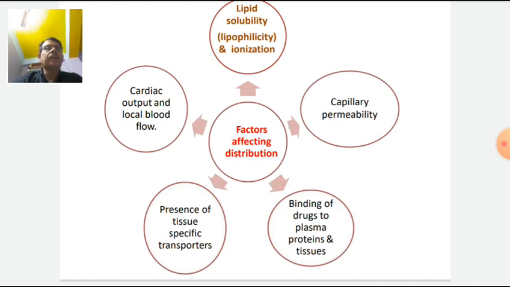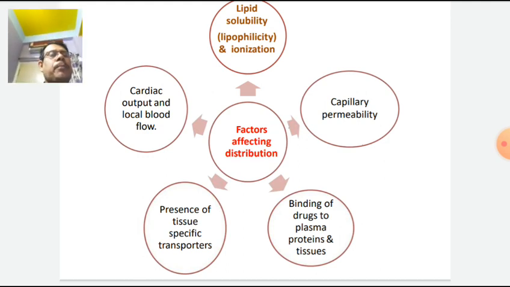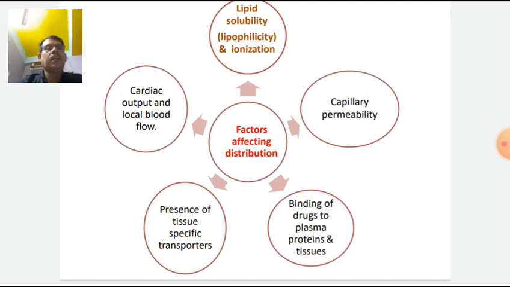Another is capillary permeability. If the capillary permeability increases, the drug will be distributed very easily. And binding of the drugs to plasma protein and tissue is another factor which reduces the drug distribution, by binding the drugs to plasma proteins and tissue, like alpha globulin, prealbumin and albumin.